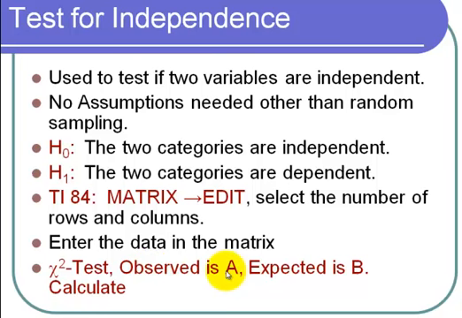The observed will be the matrix A. The expected will be the matrix B. Then, as usual, we hit calculate, and the rest is the same. We look for the p-value and make our conclusion. So let's look at an example.